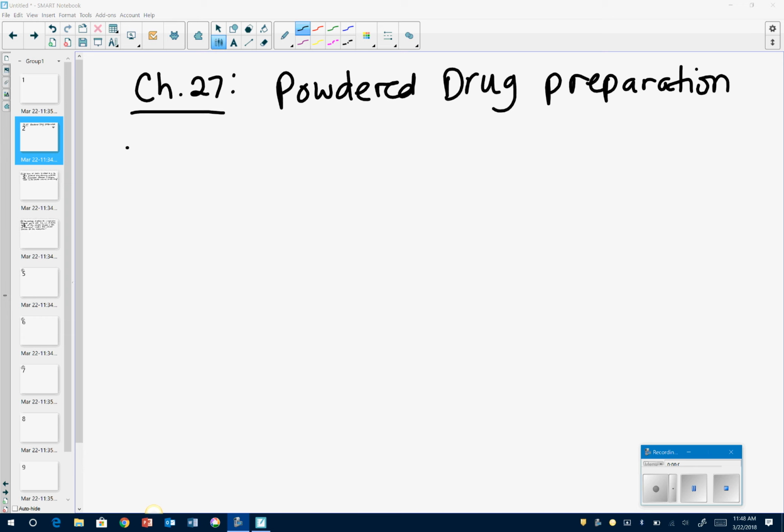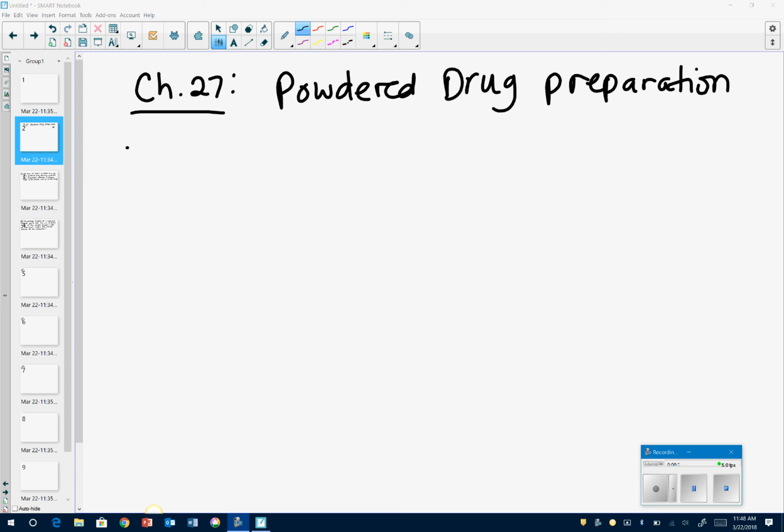Okay, Chapter 27, Powder Drug Preparation. After reading through Chapter 27, and please make sure you read through it and do some practice problems, the student should be able to explain why some parenteral medications are available in powder form. There are two sources where a technician could find how much diluent is needed for reconstituting a parenteral drug.